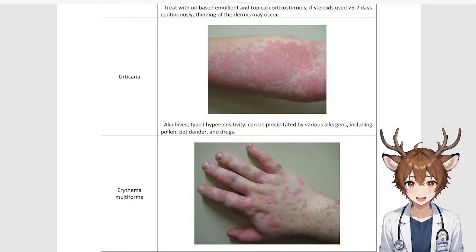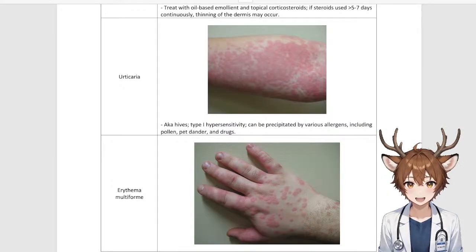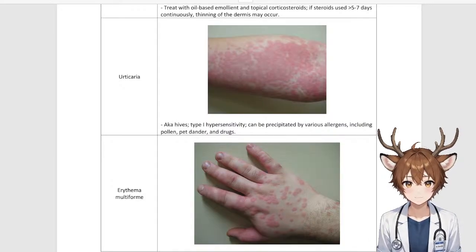Urticaria, aka hives, type 1 hypersensitivity, can be precipitated by various allergens, including pollen, pet dander, and drugs.